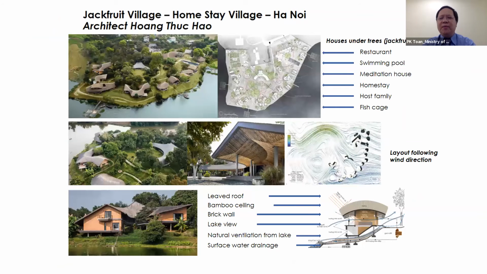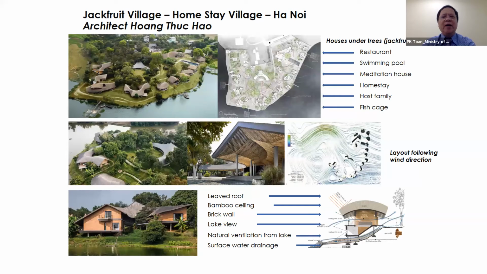The second work of his is a Jackfruit Village, a homestay village in the outskirts of Hanoi. The group of buildings is hiding under jackfruit and grapefruit and other trees in the peninsular type of land, surrounded by a big pond. Local materials like bamboo and unburned bricks are used. The sloping terrain is utilized for drainage, and the waterfront allows the buildings to catch the cool breeze in the summer.